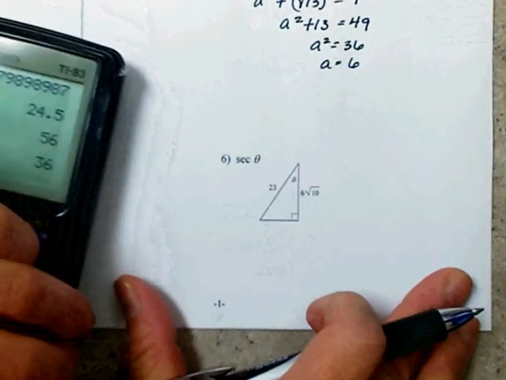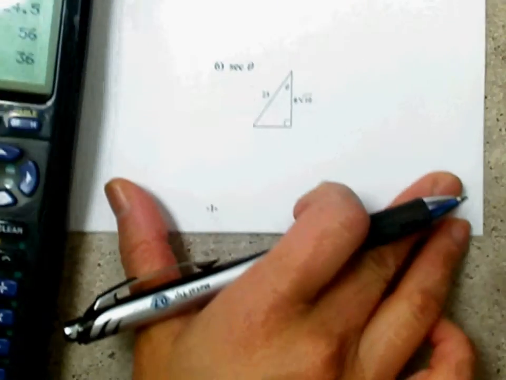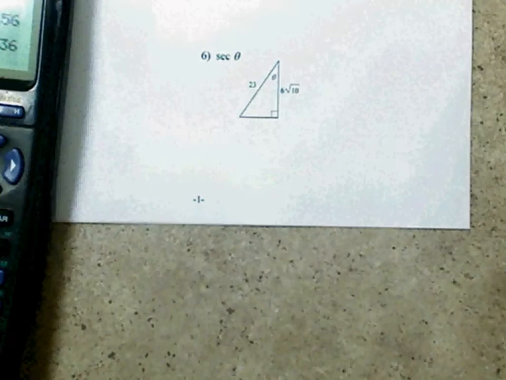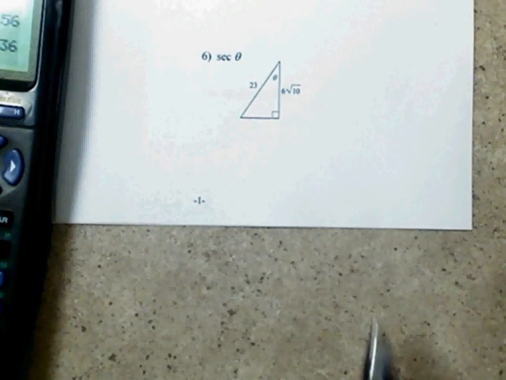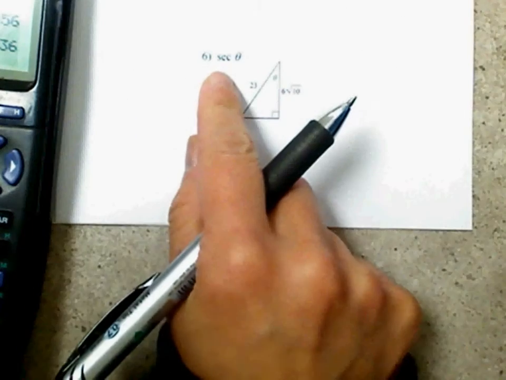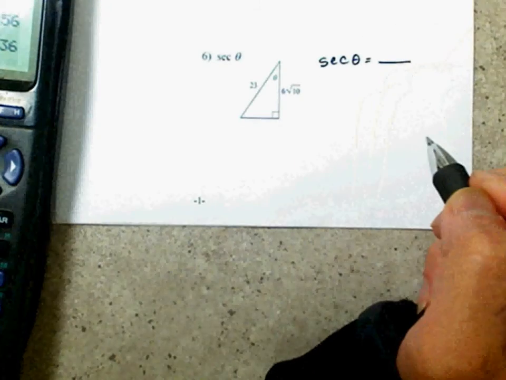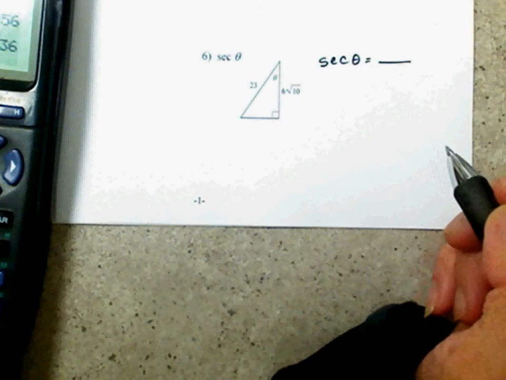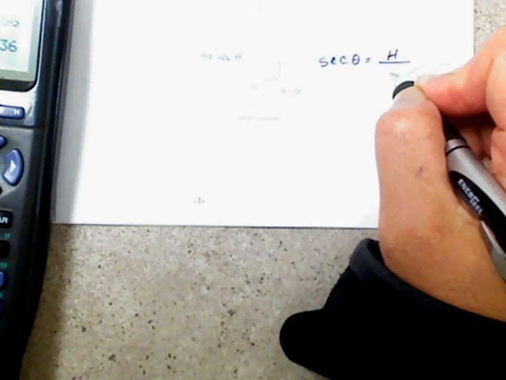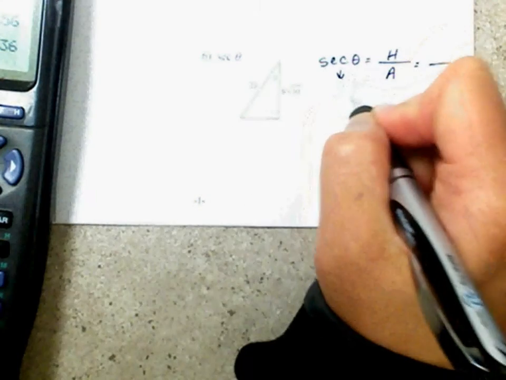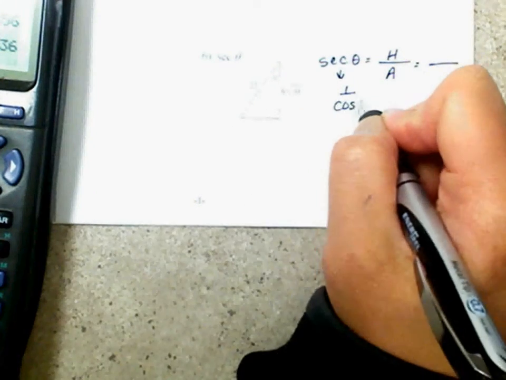Number 6. We are into your secant. So, secant is the reciprocal of your cosine. So, secant theta: cosine is adjacent over hypotenuse. We will take the reciprocal of that, so it would be hypotenuse over your adjacent. So this right here is the same thing as 1 over cosine theta, and you take the reciprocal.